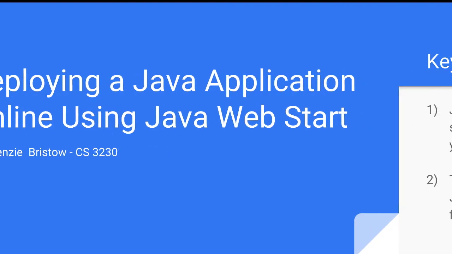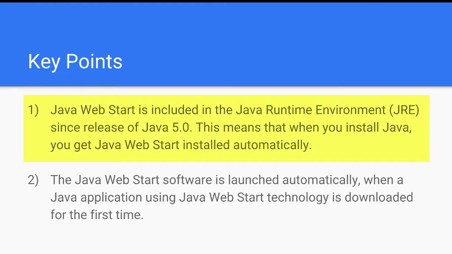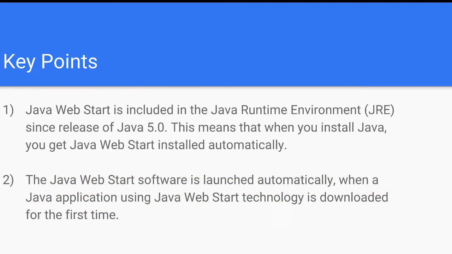Hi, my name is Mackenzie, and today we're going to be talking about deploying a Java application online using Java Web Start. Starting with a few key points, Java Web Start is included in the JRE since the release of Java 5.0. This means that when you install Java, you automatically get Java Web Start installed. The Java Web Start software is launched automatically when a Java application using Java Web Start technology is downloaded for the first time, and you're going to see that in this tutorial.